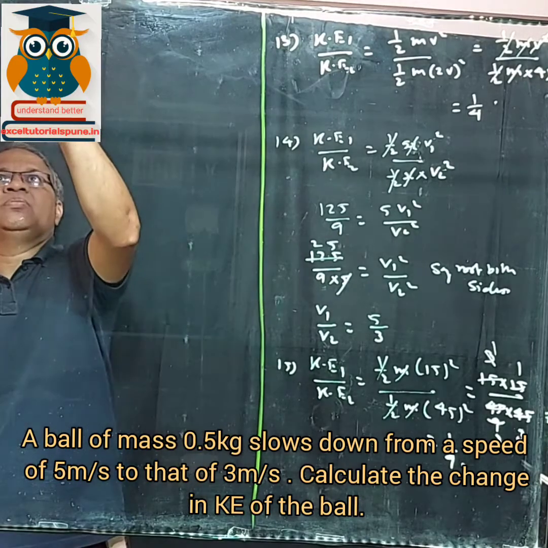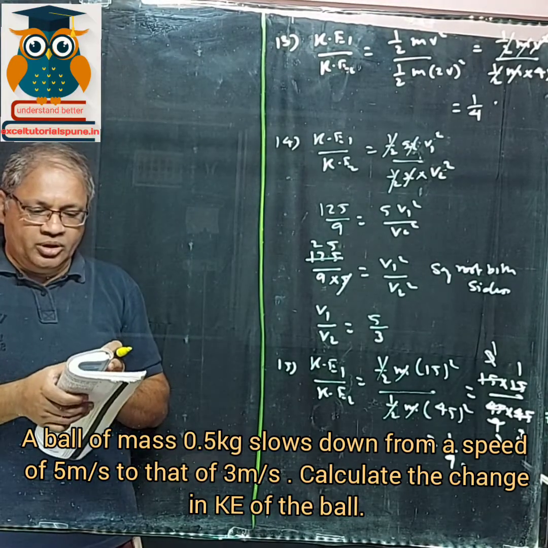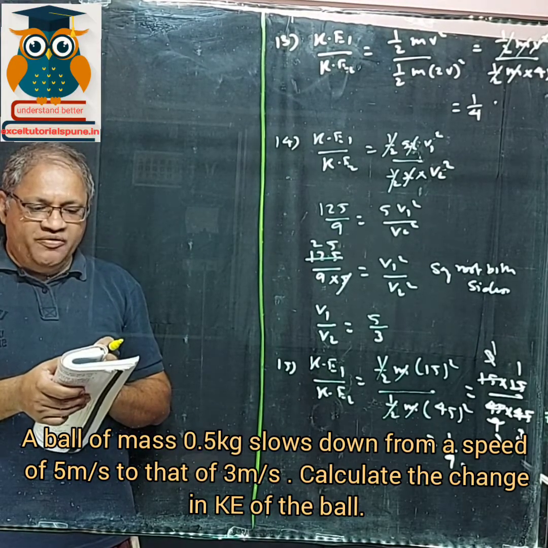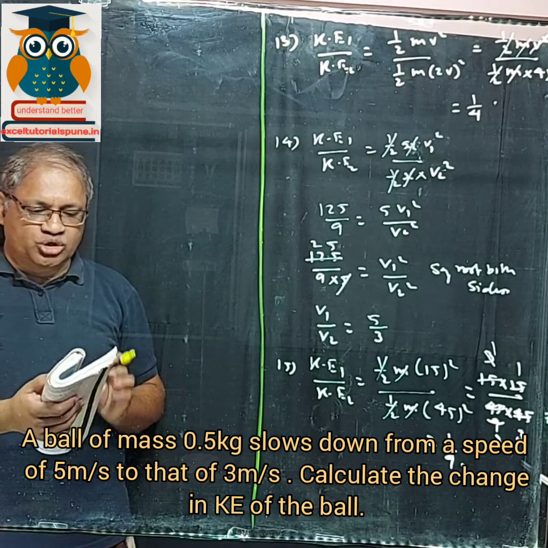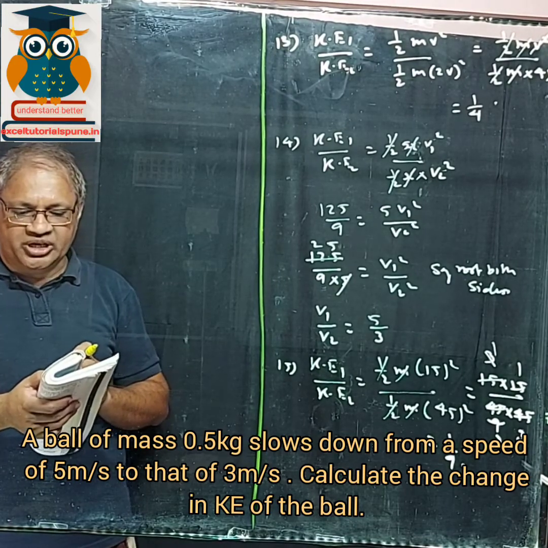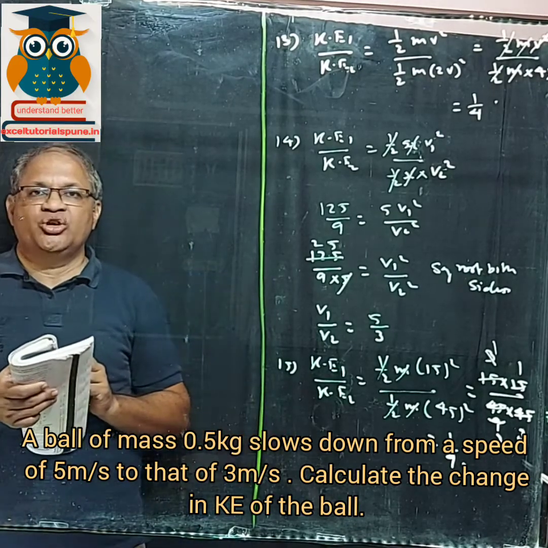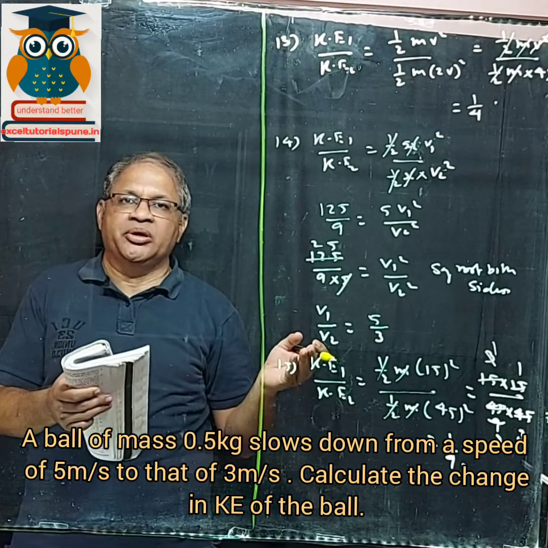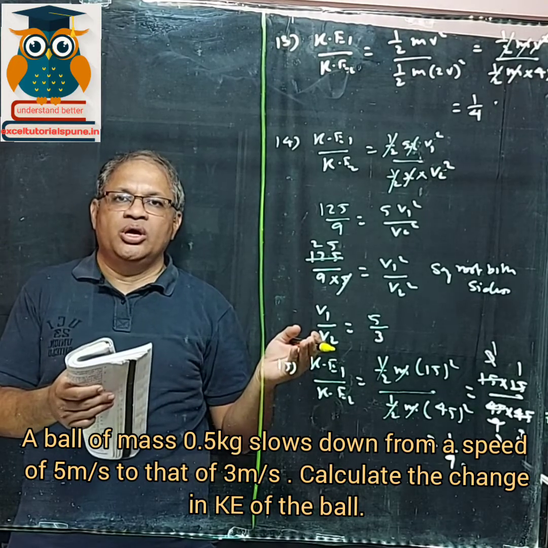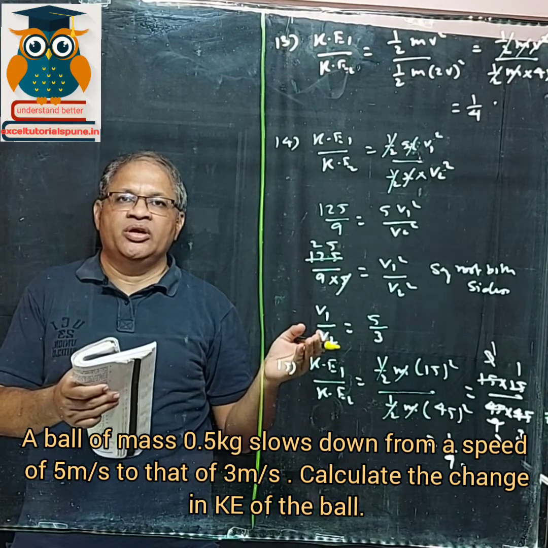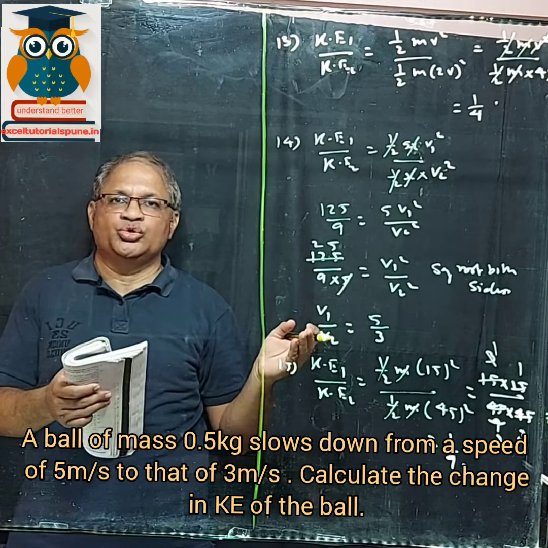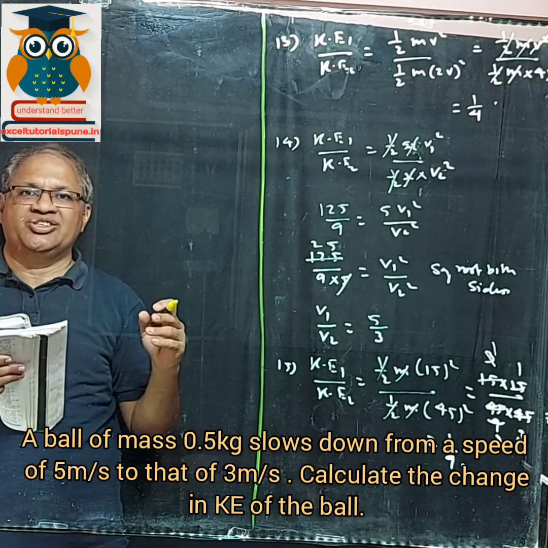Now 16th sum. A ball of mass 0.4 kg slows down from a speed of 5 meter per second to 3 meter per second. Calculate the change of kinetic energy. Change of kinetic energy is the work energy theorem, half m v square minus u square. Use the work energy theorem formula.